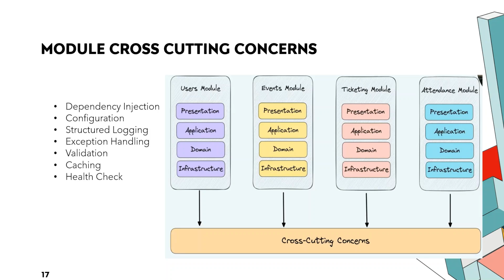We are talking about cross-cutting concern. There's the common logic or common code that we need to share across modules, and we don't need to put that in each module, to avoid repetitive, redundant code. Let's say, for example, dependency injection, how you inject your services.